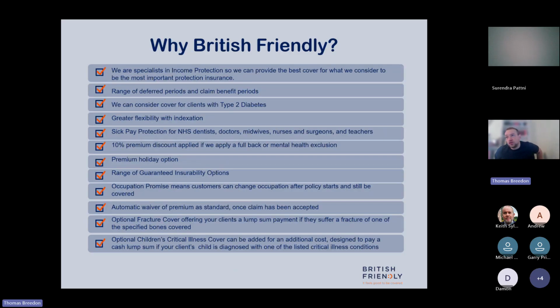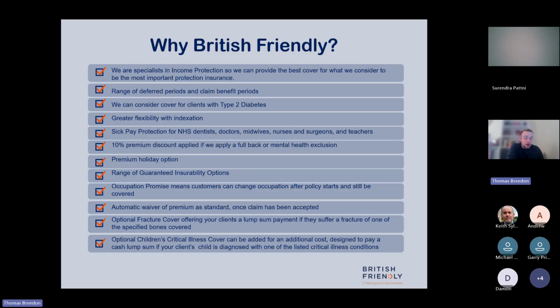So ultimately, why would you choose someone like us here at British Friendly? When it comes to income protection, we are a specialist in income protection. We don't do life cover. We don't do full-scale critical illness. It's purely income protection that we do. Personally, I think that's a really good thing. It means we really focus on the IP market, make sure it's comprehensive, make sure it's suitable for the majority of clients, and comprehensive across the board. So we are a specialist when it comes to IP.